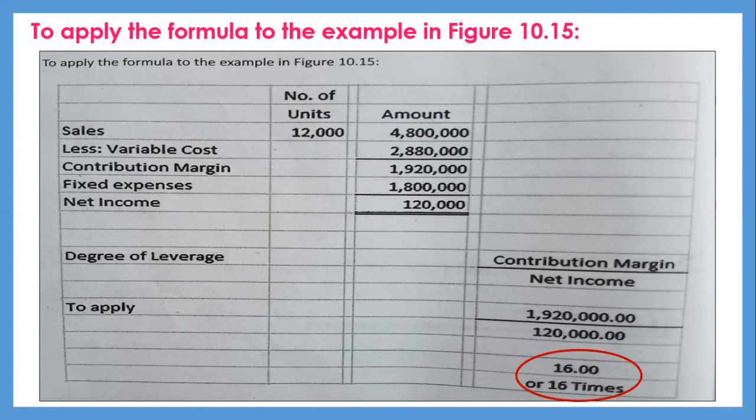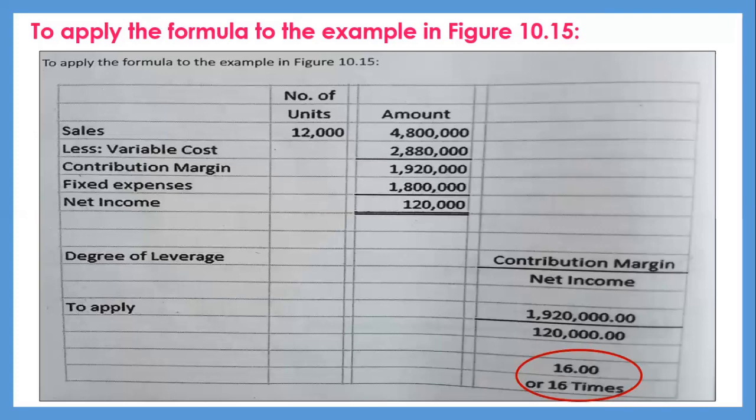So applying the formula, as you can see, our contribution margin in figure 10.15 is amounting to 1,920,000 pesos divided by the net income of 120,000 pesos, and therefore our degree of leverage is 16, or 16 times. Now the resulting figure is 16 times, right? So what would 16 times mean?